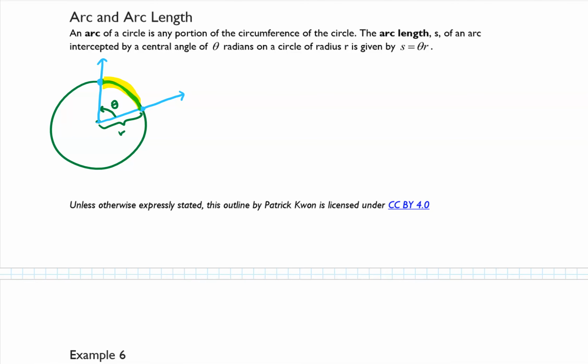So again, the arc length, we denote it with the variable s, is equal to the angle times the radius. Or in shorthand, the equation is s is equal to theta times r. So let's see this equation in action.